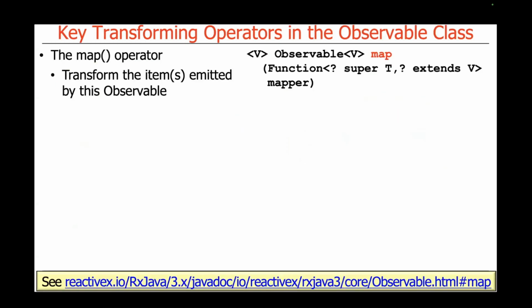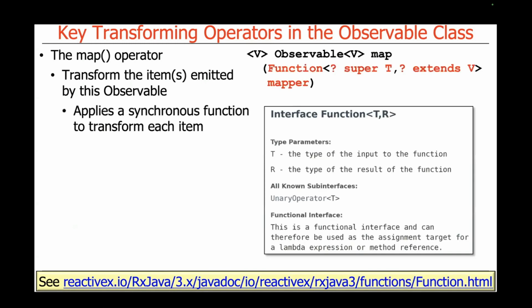So we'll start with the map operator. This will look very familiar to you because we have these in Java streams and parallel streams as well. And what map does is it transforms the items that are emitted by this observable, and it does something to them. It maps them. And the way it works is it applies a function synchronously to transform each item. This, again, is very, very reminiscent of Java streams map.